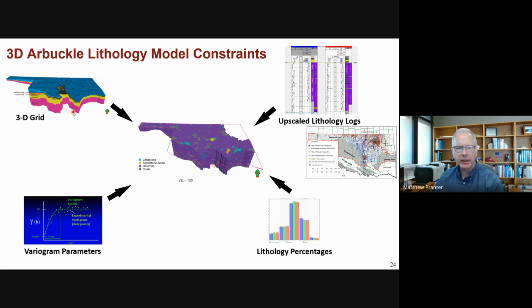And so for the Arbuckle, to generate the lithology model, it's well constrained. It's constrained to this 3D stratigraphic and structural framework. The lithology logs are upscaled to the 3D grid, and so all the distribution of those lithology logs are used as a constraint in the mapping. The percentages of the different lithologies are also constrained. Those are based on these lithology logs. And then the spatial continuity of those different lithologies within the Arbuckle are constrained by these variogram parameters. And we use sequential indicator simulation to model the spatial distribution of all these different stratigraphic intervals.